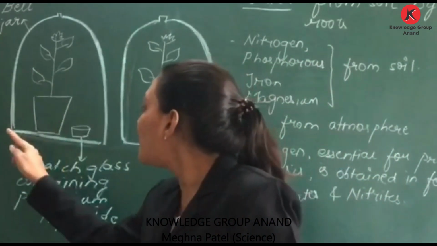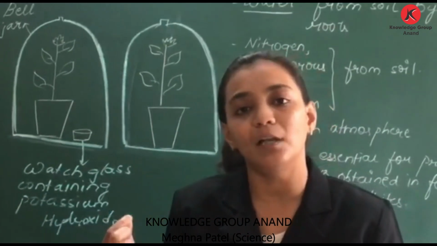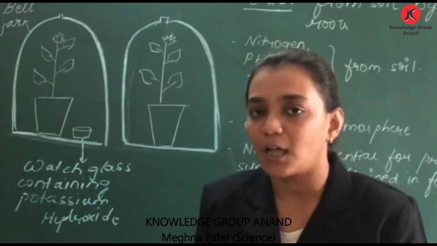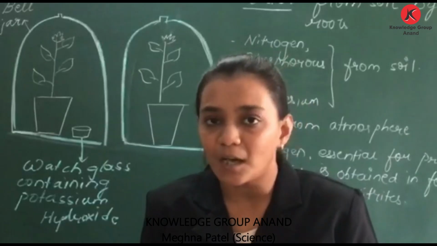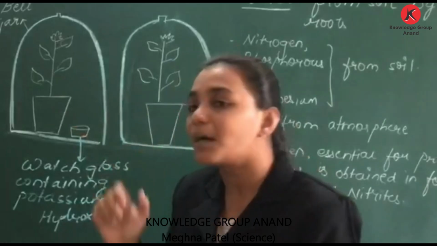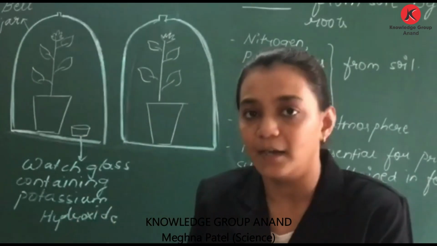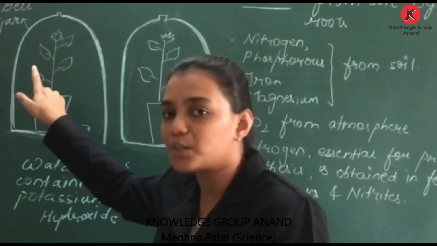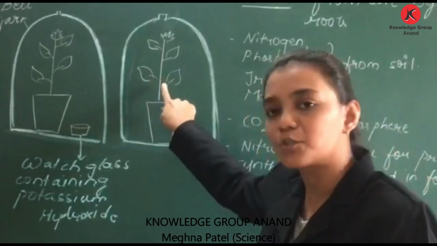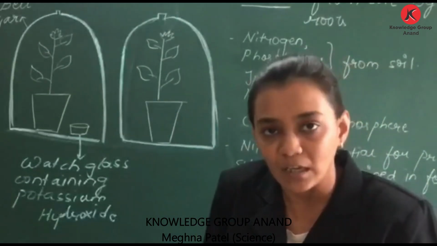The ends of the bell jar are sealed by applying Vaseline, so there is no possibility of entry of air. Whatever carbon dioxide was there is going to be used up by KOH. So there will be no carbon dioxide present in the first bell jar. But CO2 will be present in the other bell jar. Why? We have not kept KOH over here.